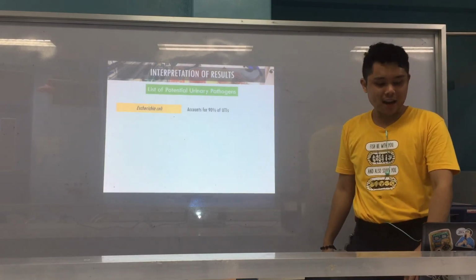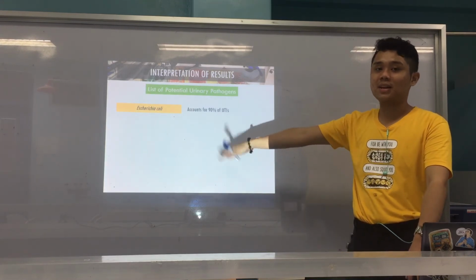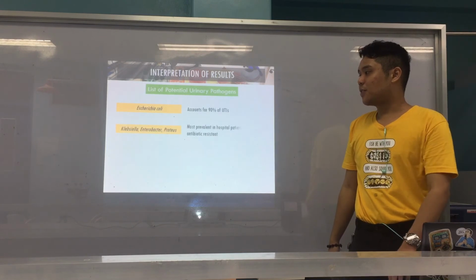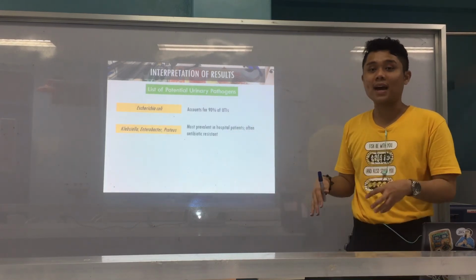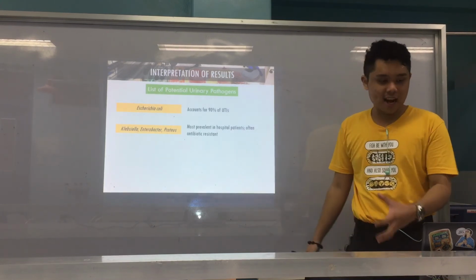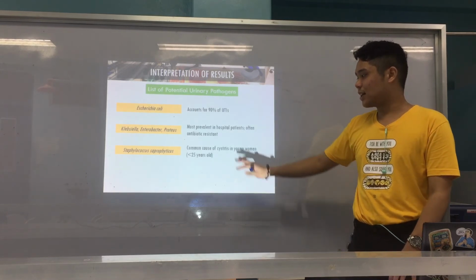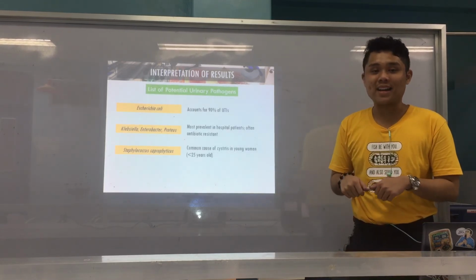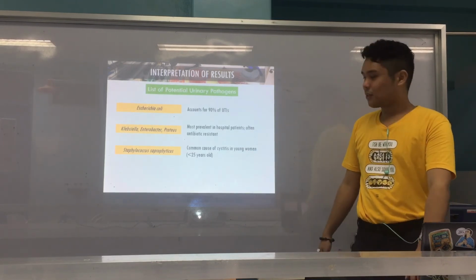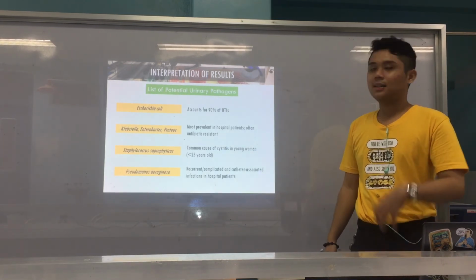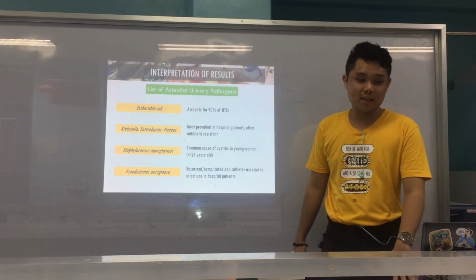Of course, first is E. coli, which accounts for 90%. So the most common cause of UTI, no need to think twice, it's really E. coli. Alright? Next, you have Klebsiella, Enterobacter, and Proteus, usually from hospital infections, so nosocomial. And often, they have antibiotic resistance. Staph saprophyticus, as mentioned, is the common cause of cystitis in young women. Sexually active young women, less than 25 years old. Alright? And Pseudomonas aeruginosa, recurrent, complicated, catheter-associated infections in hospital patients.